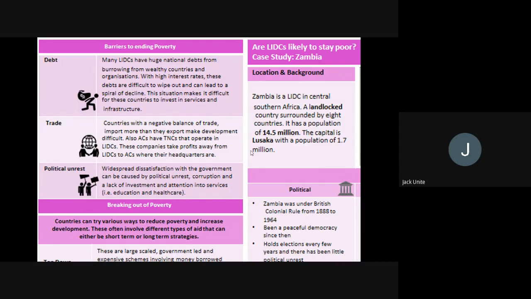To develop this further, ACs have TNCs that may operate in LIDCs. And we've talked about a technical term called leakage, where these TNCs will set up in our developing countries and they will have their headquarters in an AC country. So when they do set up in these LIDCs, and yes, they help to create jobs and they maybe potentially bring infrastructure improvements along with them as part of their deals, the actual money and profit they make will often go back to that AC country. So the actual benefit to the host country isn't as much as it could potentially be. That term leakage is a really good thing for you to think about.